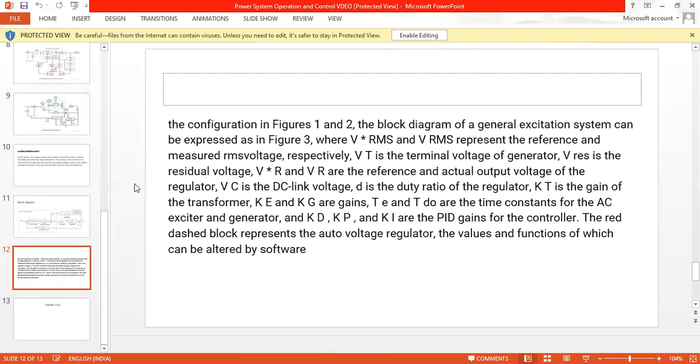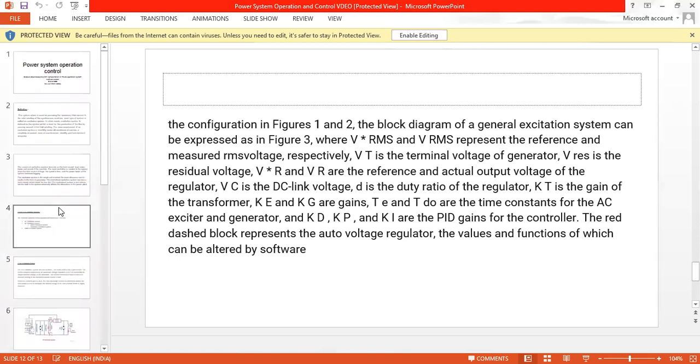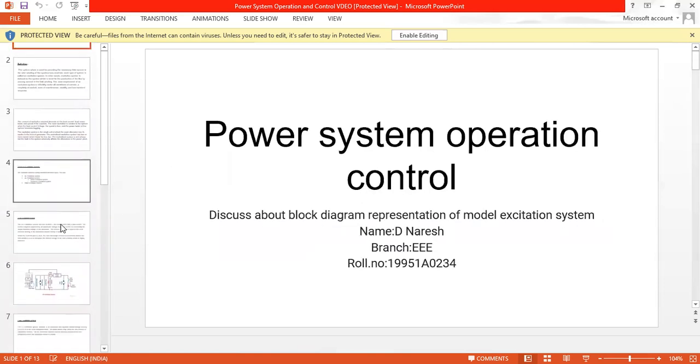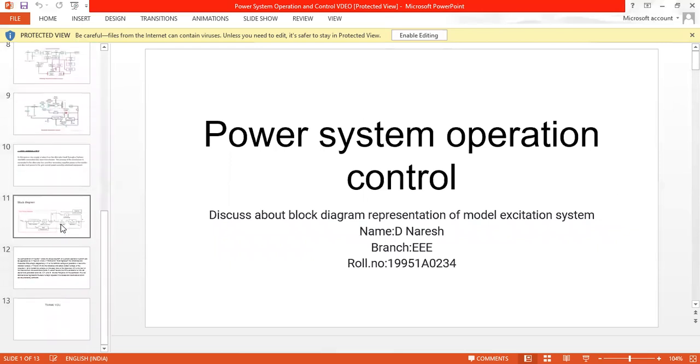TE and TG are considered to be the time constants for the AC exciter and generator, and KD, KP, KI are the PID gains for the controller, which impact the rheostat, and that's how the red dashed block represents the auto voltage regulator, whose functions can be altered by the software. That's the representation of the model excitation system being shown. Thank you.